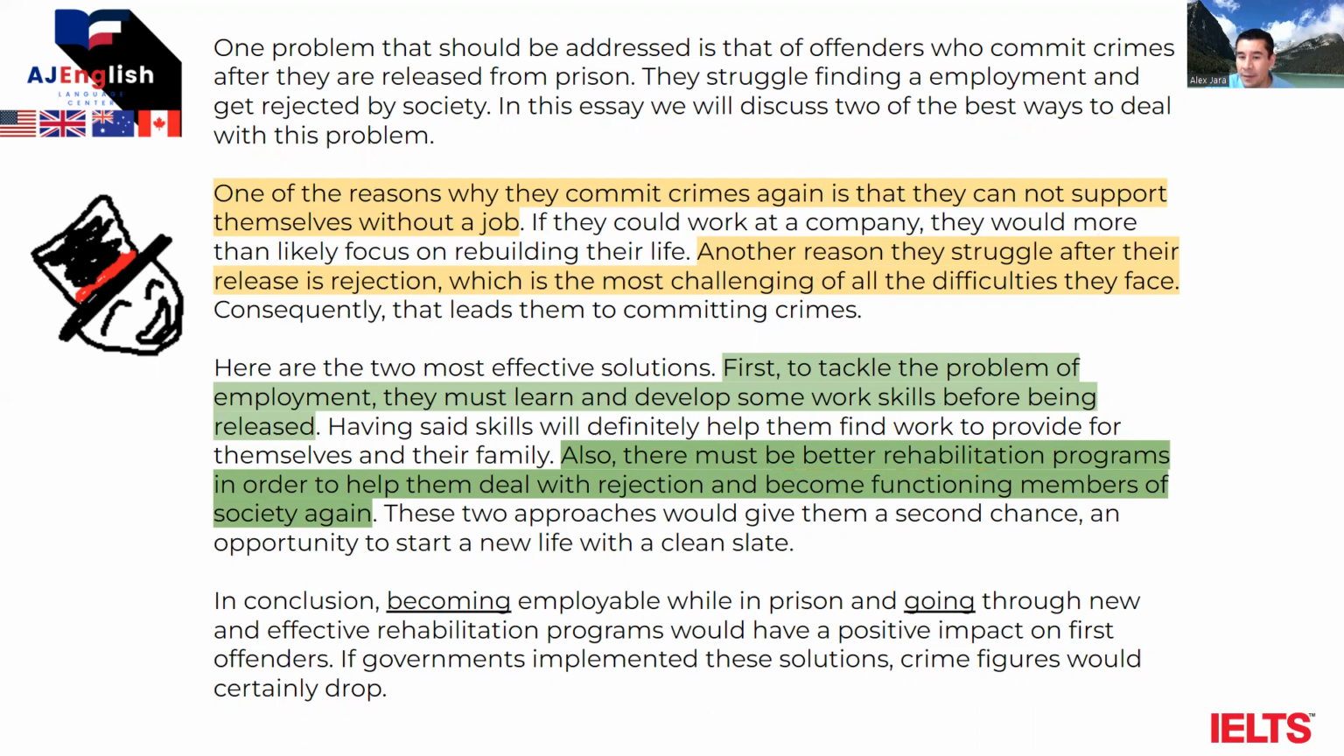And then the second paragraph starts off by saying one of the reasons, so there are many, but one of the reasons why they commit crimes, again, is that they cannot support themselves. Another reason they struggle after their release from prison is rejection. You see? Another reason, so one reason, some good logic. Another reason, that helps the reader understand, oh, there are two reasons.